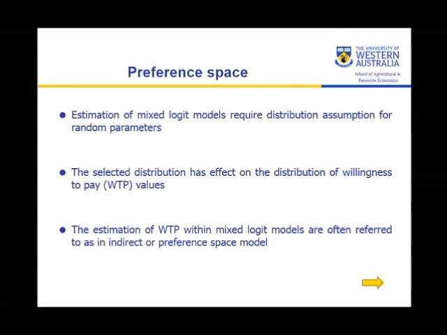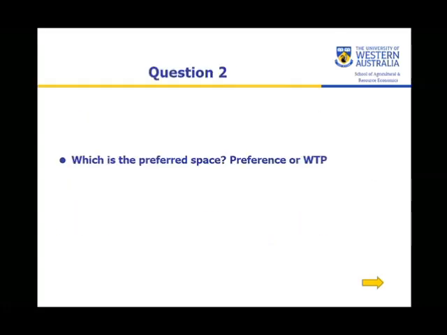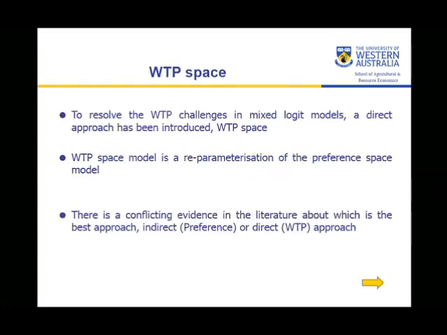And so there were calls for the need for us to take a look at how we could deal with the willingness to pay distribution problems within the mixed logit model. And so they said, okay, in the mixed logit model, what you do is that you first of all derive your utility coefficients, and then you divide by your monetary attribute to get your willingness to pay. So that's an indirect approach.